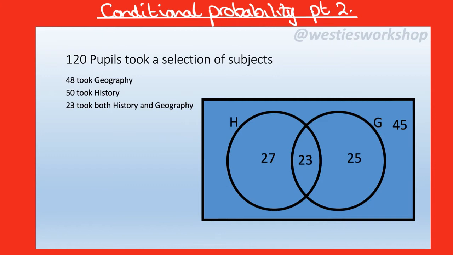So the first question. 120 pupils took a selection of subjects. 48 took geography, 50 took history, 23 took both history and geography. This information is shown in the Venn diagram. Find A, the probability a student took history. Well, that is 27 plus 23, which is 50, out of 120 students.